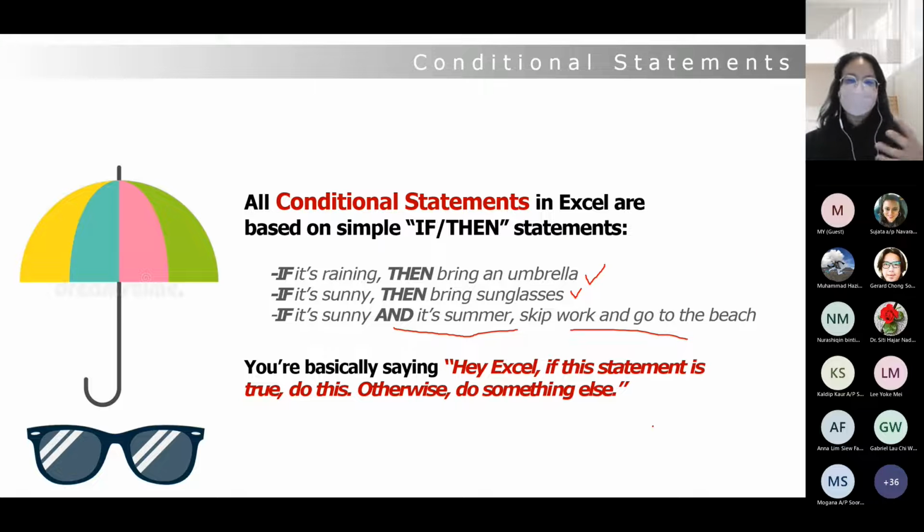So these are conditional statements. If it's raining, then bring an umbrella. If it's sunny, bring sunglasses. If it's sunny and summer, skip work and go to the beach. Basically, what we're telling Excel is, hey Excel, if this statement is true, then do this. Otherwise, do something else.